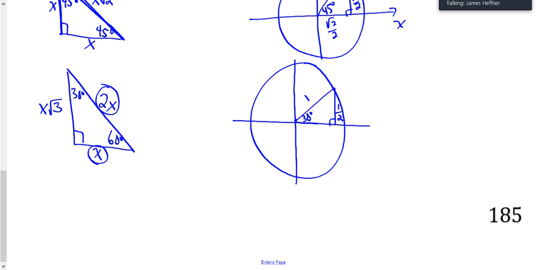And what's the length here of the long leg? The long leg would be x, which is 1 times the square root of 3, so just the square root of 3. So what are the coordinates of this point? What comma what? It would be the square root of 3 comma 1/2.